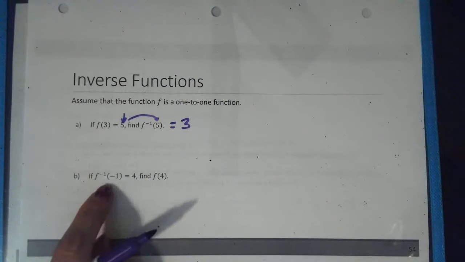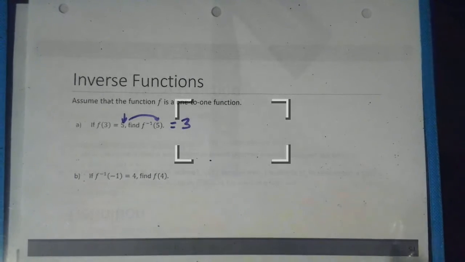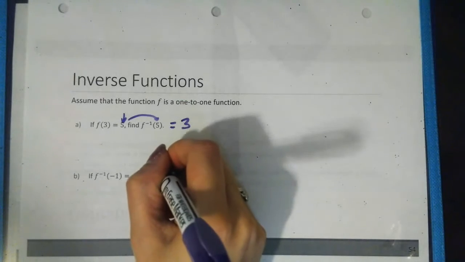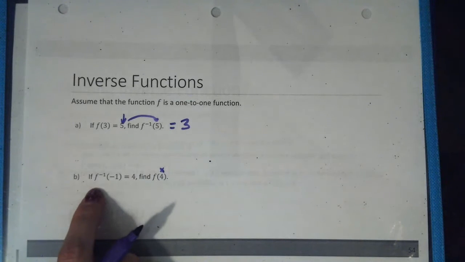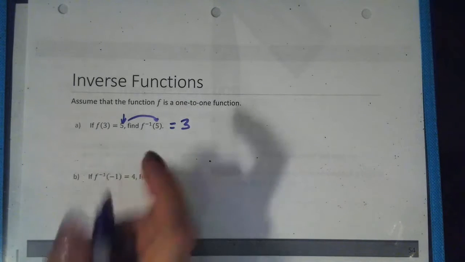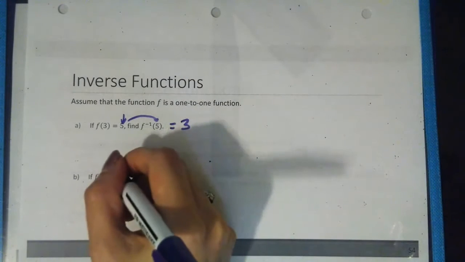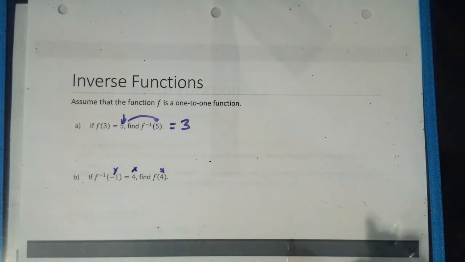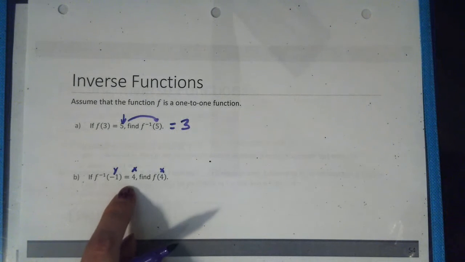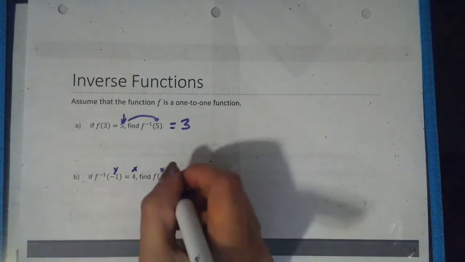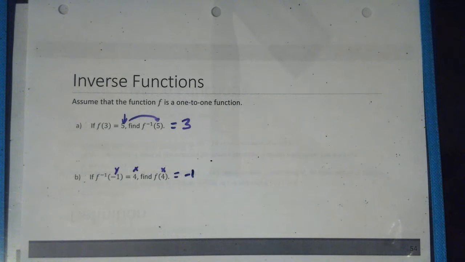If f inverse of -1 equals 4, we want to find f of 4. Well, in our mind, x is always our input. But if we're dealing with an inverse, then things are switched backwards. It's giving us f inverse of the output equals the input. So they're saying if f inverse of our y value equals our x value, find f of the x value. Well, that's just going to be the y value, which we are told is -1.